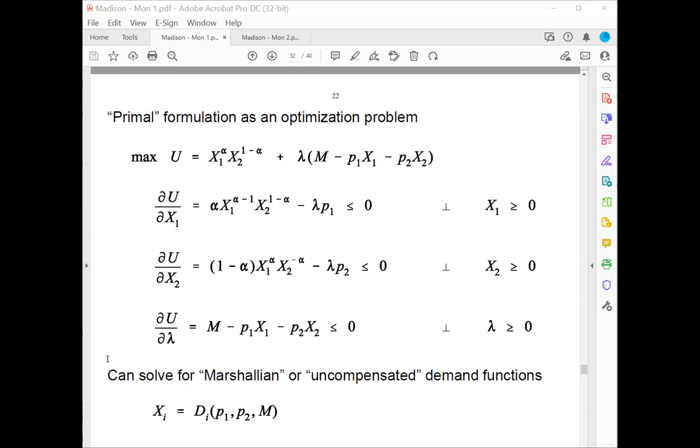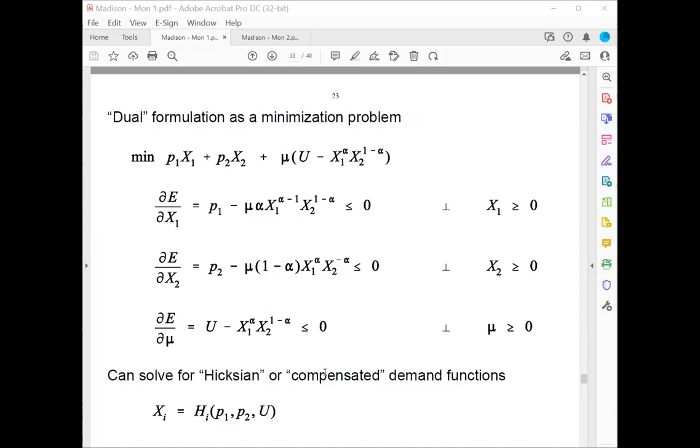which is often given an economic interpretation as the marginal utility of money. If you increase M by 1 unit, what is the effect in utility units, welfare units? And that's what lambda is in equilibrium.